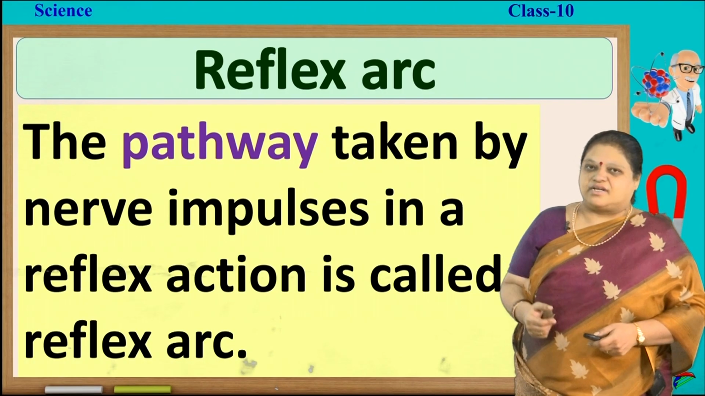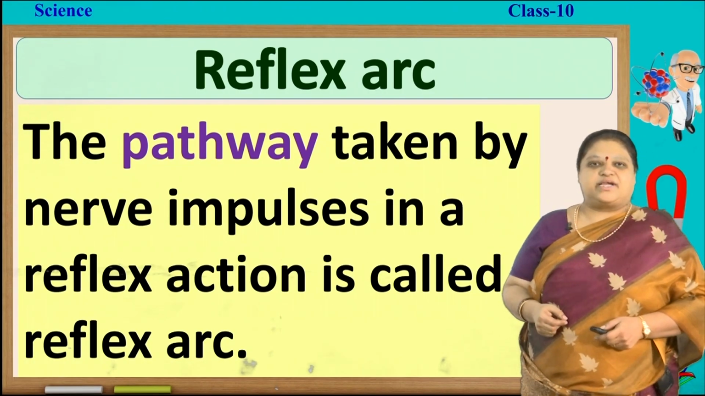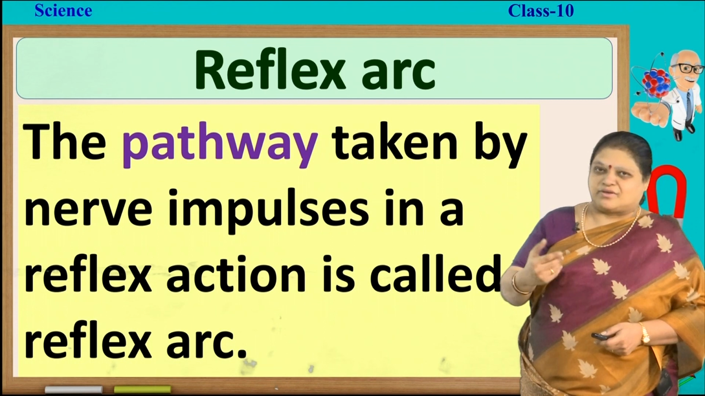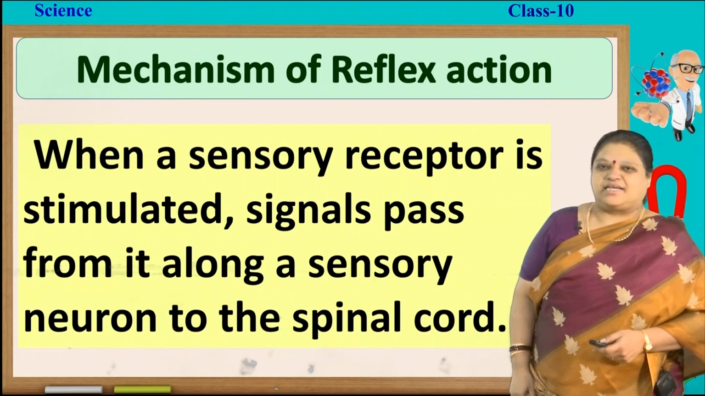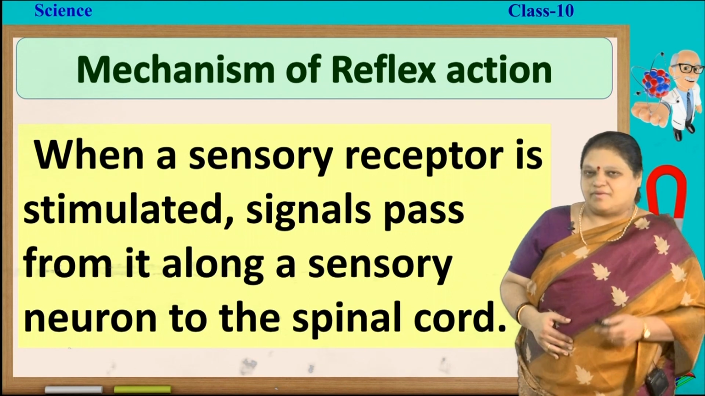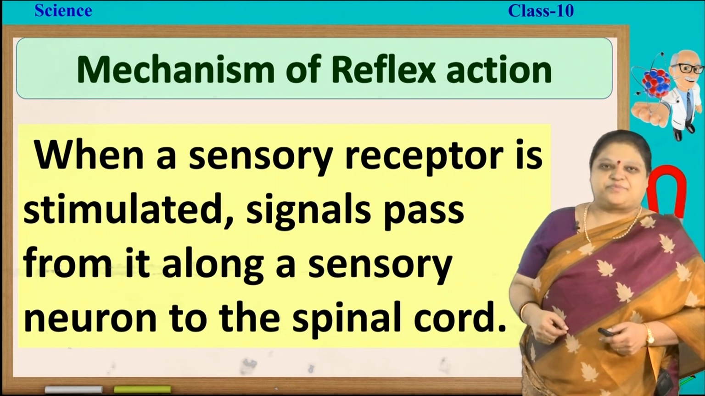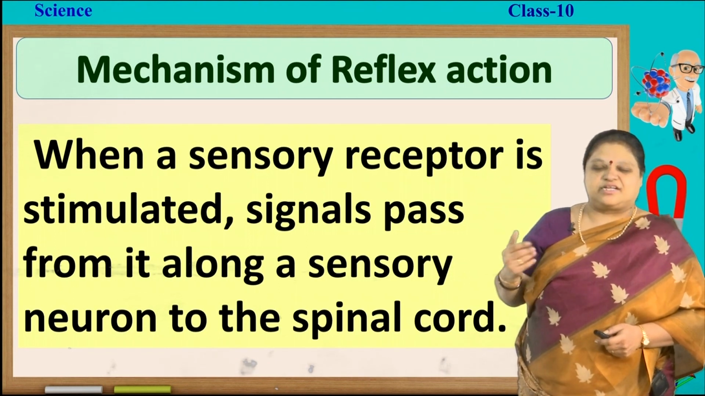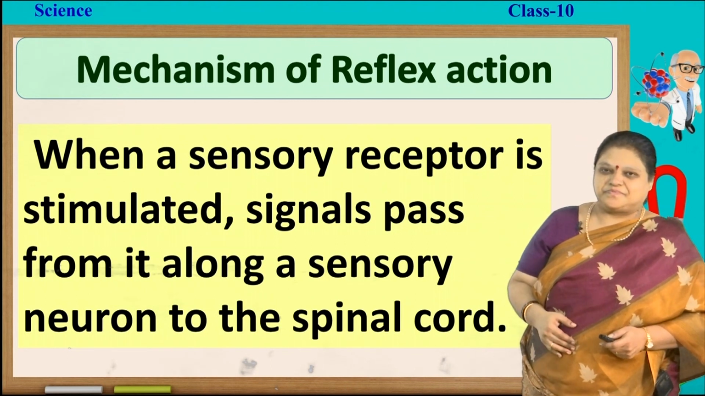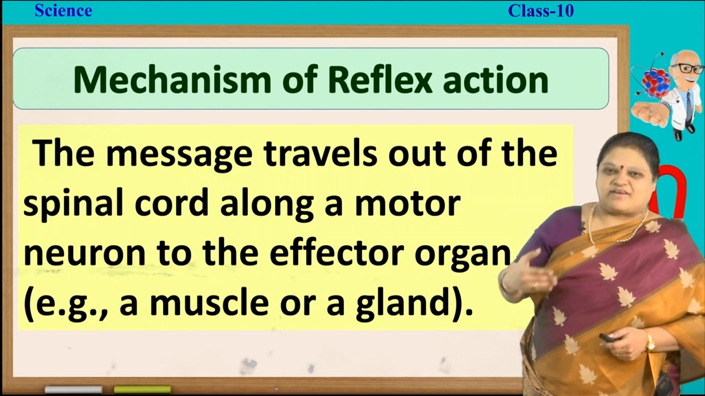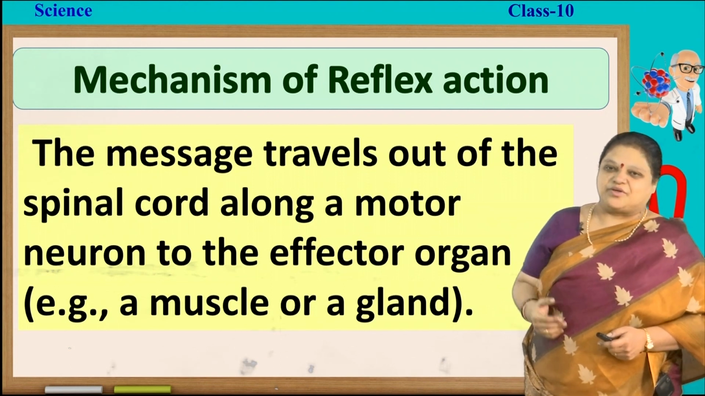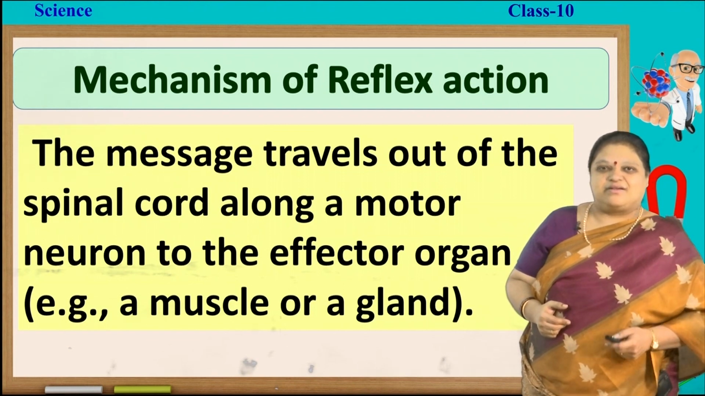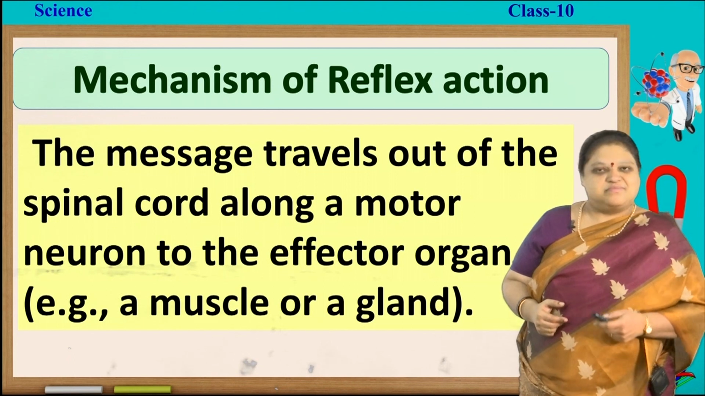So, write down, children, what is reflex arc. The pathway taken by nerve impulses in a reflex action is called reflex arc. Please make note of it. Now, let us see the mechanism of reflex action. Please write down. When a sensory receptor is stimulated, signals pass from it along a sensory neuron to the spinal cord. Next, the messages travel out of the spinal cord along a motor neuron to the effector organ, for example a muscle or a gland or the skeletal system, etc.